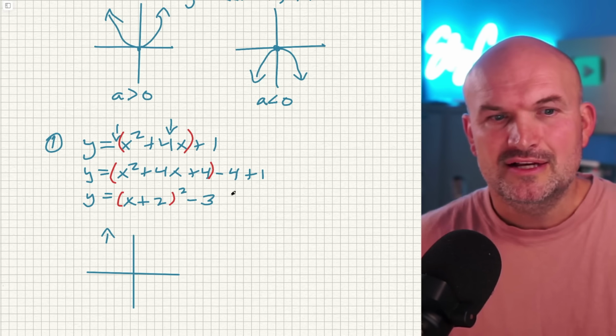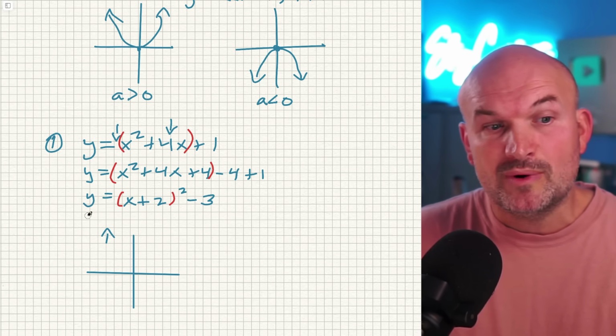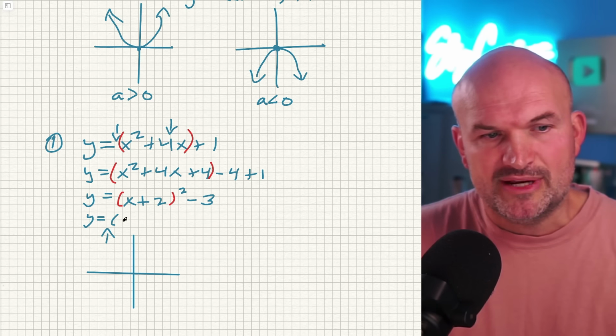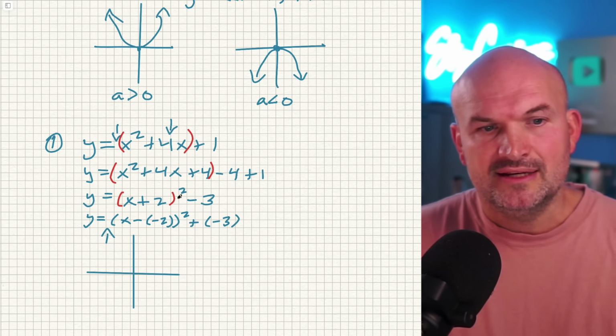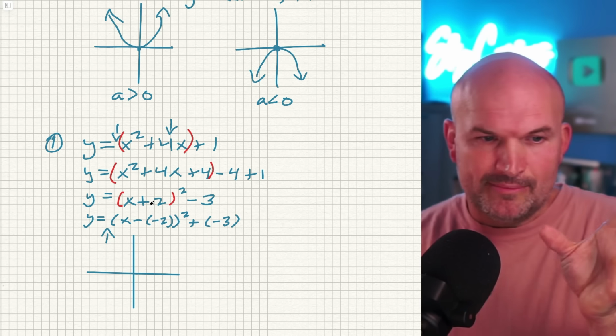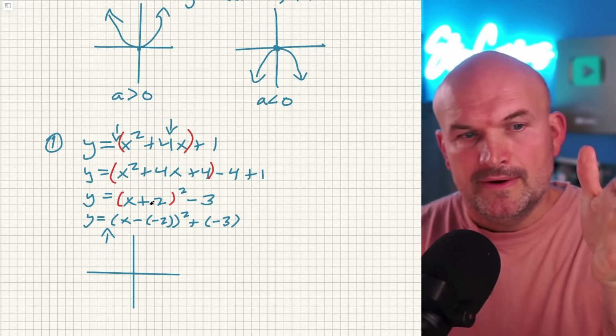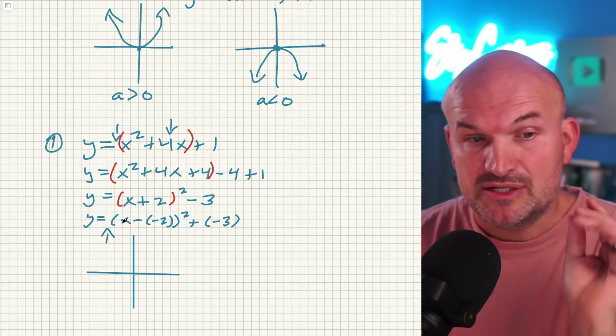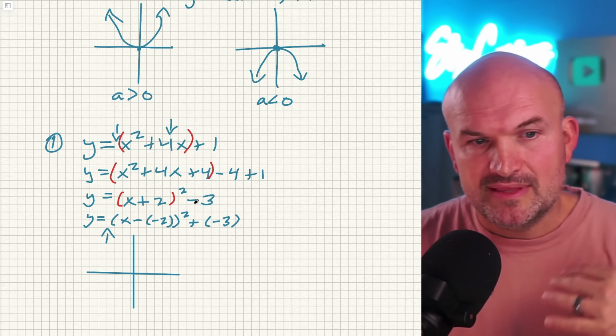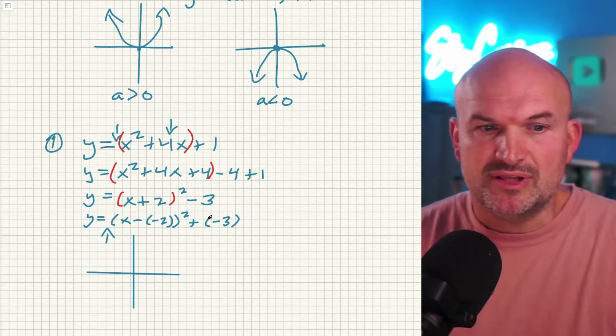A lot of students will get confused here when you say, well, it's plus 2 and minus 3. So here's a couple of ways you can think about rewriting this. Again, this is a little elementary for some of you, but I wanted to let you see it in a different way because it can be confusing for a lot of students. The plus 2 can be the same thing as x minus a negative 2, because we want it as x minus h. And the minus 3 can be the same thing as plus negative 3.